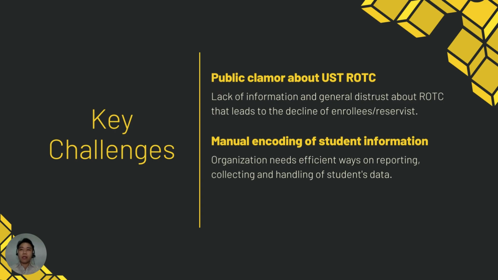So after proper analysis of the ROTC in this organization, we aim to have an appropriate action involving an information system. So the planning objectives are identified to support and promote ROTC and to automate the Department of Military Science and Tactics processes. So we have listed the key challenges, which is actually summarized in two. So we have the public clamor about UST ROTC and the manual encoding of student information.